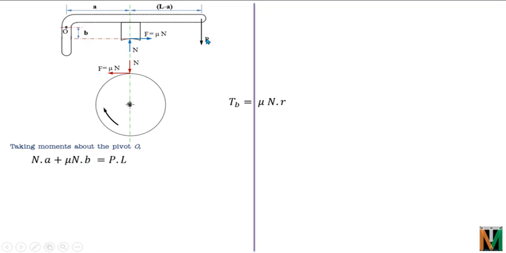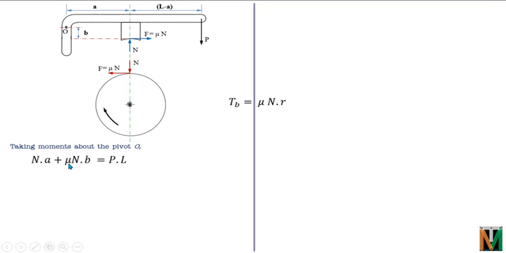Similarly, again we have P. So P will be rotating this lever in the clockwise direction about the point O, so this will be negative. So it will be taken on the other side. So the moment of P is P into this distance L. So this will be the equation of moment. So from here we will try to find out the value of N.